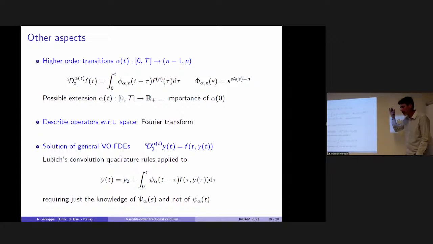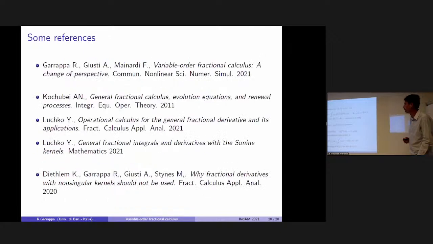Obviously, the first idea is to think of Lubich's convolution quadrature rules, which require the knowledge of the Laplace transform of the kernel and not of the kernel itself. Here is a list of some of the references which were given before.